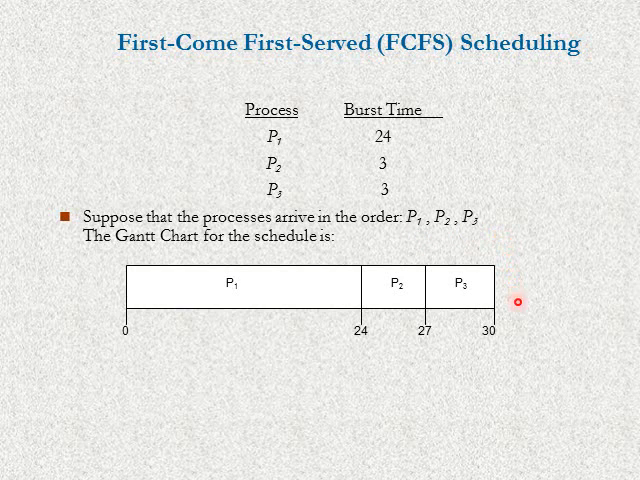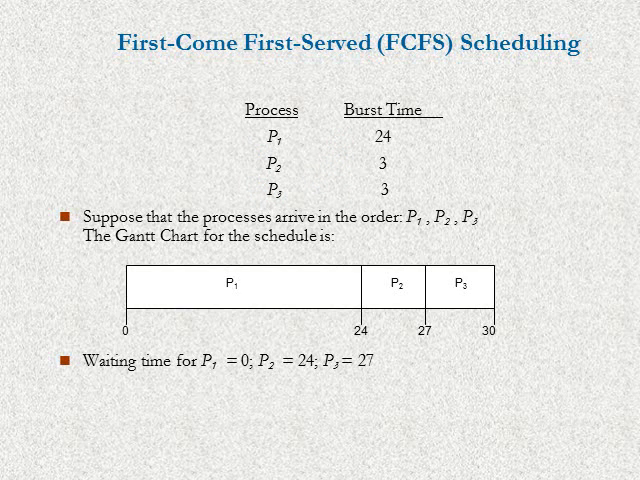The Gantt chart that reflects how these processes will be in the processor will be like this: from 0 to 24 we have P1 in the processor. As you can see, there is no time slice, and this is a non-preemptive algorithm, which means that unless P1 completes its execution, even though P2 and P3 are in the ready queue, P1 will not be taken out of the processor. So once P1 completes its execution, it will be taken out and P2 will be allocated to the processor. And once P2 completes its execution, P3 will be allocated to the processor, and it will come out once it completes its execution. So this will be the Gantt chart of these processes having these burst times.